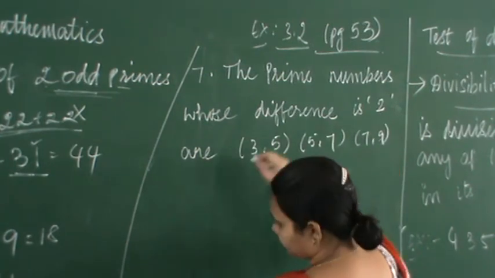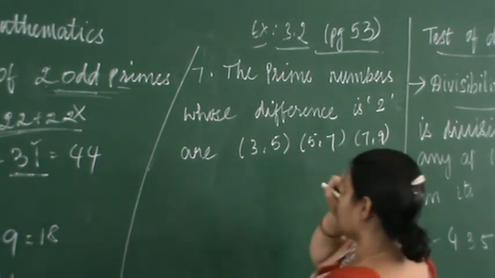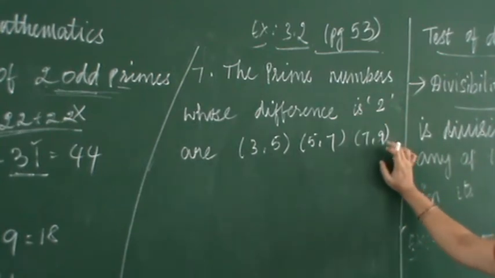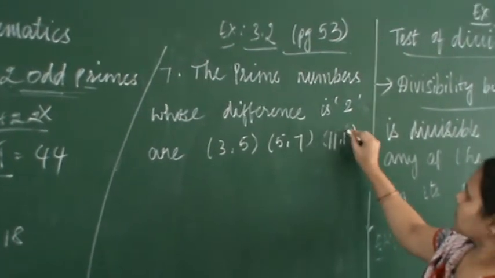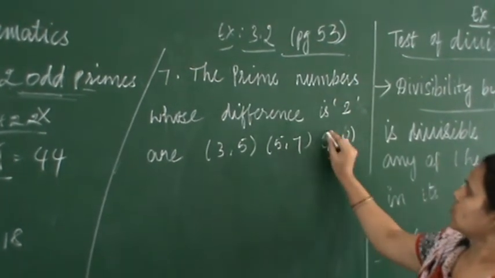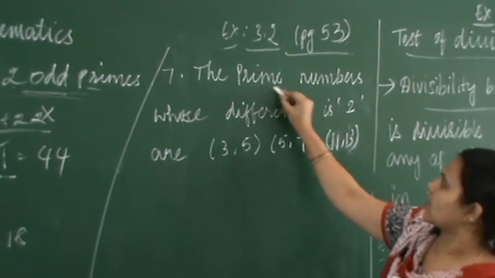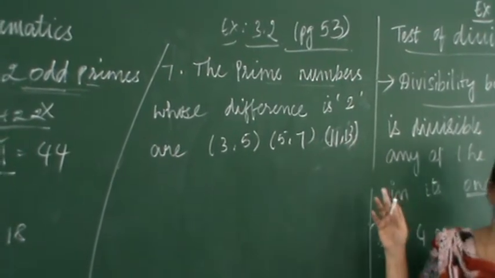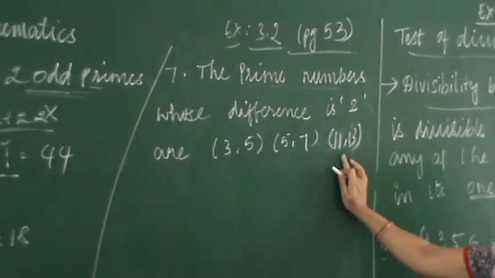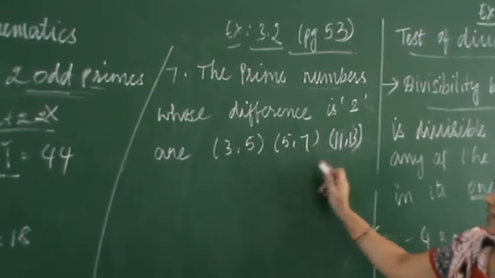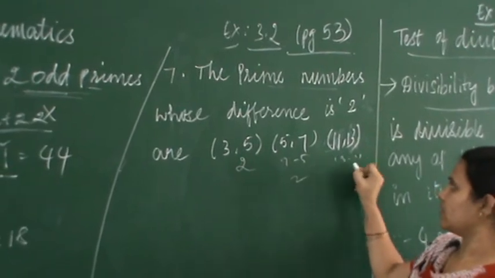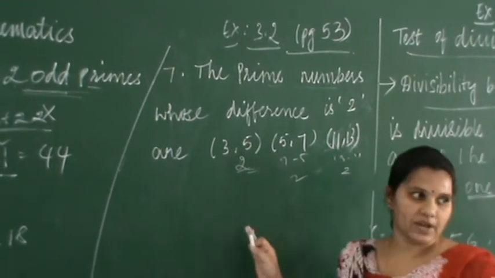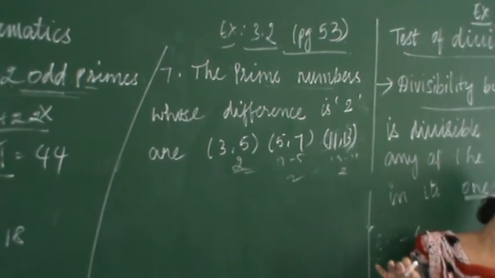and 9. Yes children, the prime numbers whose difference is 2 are 3 and 5, 5 and 7. We can write 11 and 13 also. 7 and 9 we cannot write, because he is asking for prime numbers and 9 is not a prime number. Yes children, 3 and 5, 5 and 7, 11 and 13. These are the prime numbers with the difference 2. 7 minus 5 is 2. 13 minus 11 is 2. These are the prime numbers with the difference 2 in each case.